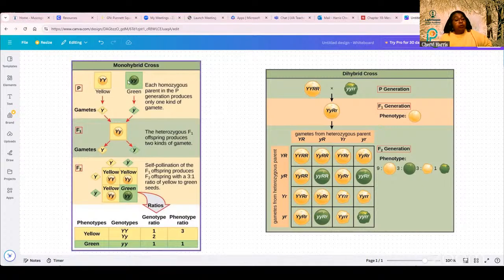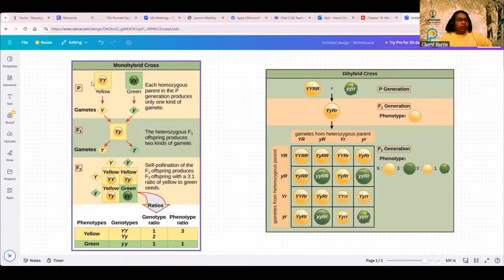When we're looking at pea plants, yellow is dominant, and they use the capital Y to represent the dominant trait. So in this box over here, and I don't know whether you're seeing my arrow on the screen or not. Do you see my arrow moving on the screen? Is it showing for you?